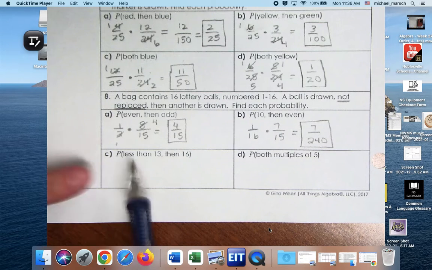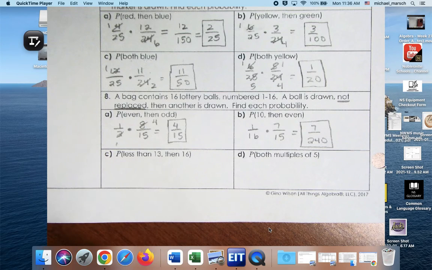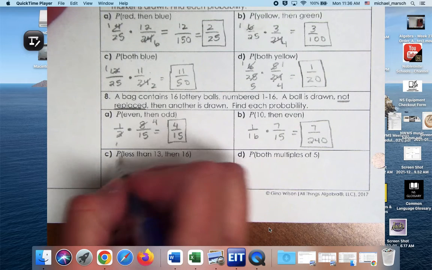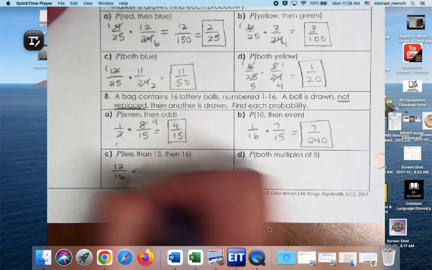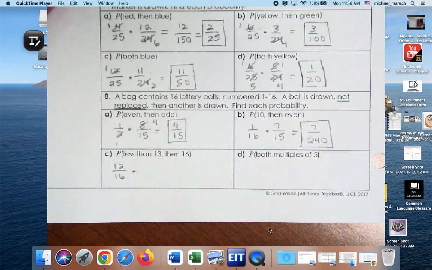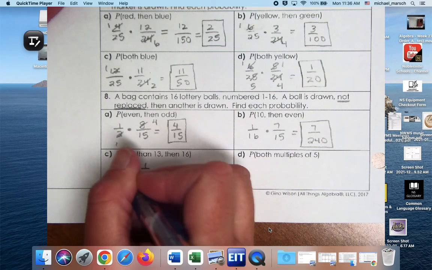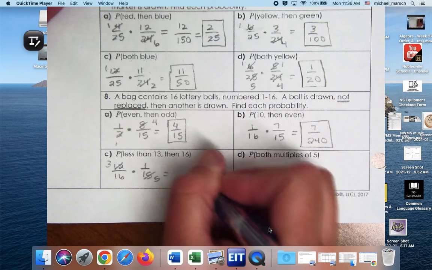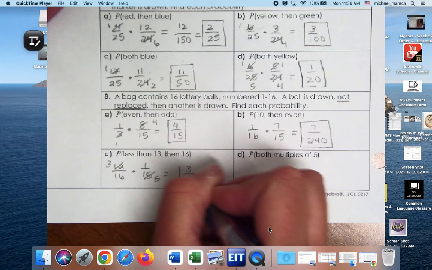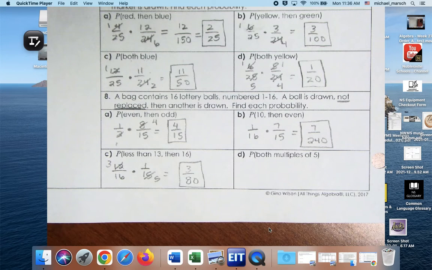All right. What's the probability of getting less than 13? There's going to be 12 because we're not going to count that number 13 in there. So there's going to be 12 out of 16. And then what's the probability of getting the number 16? 1 out of 15. Three out of 80 cannot be simplified. Yeah, I cross-simplified the 12 and the 15.